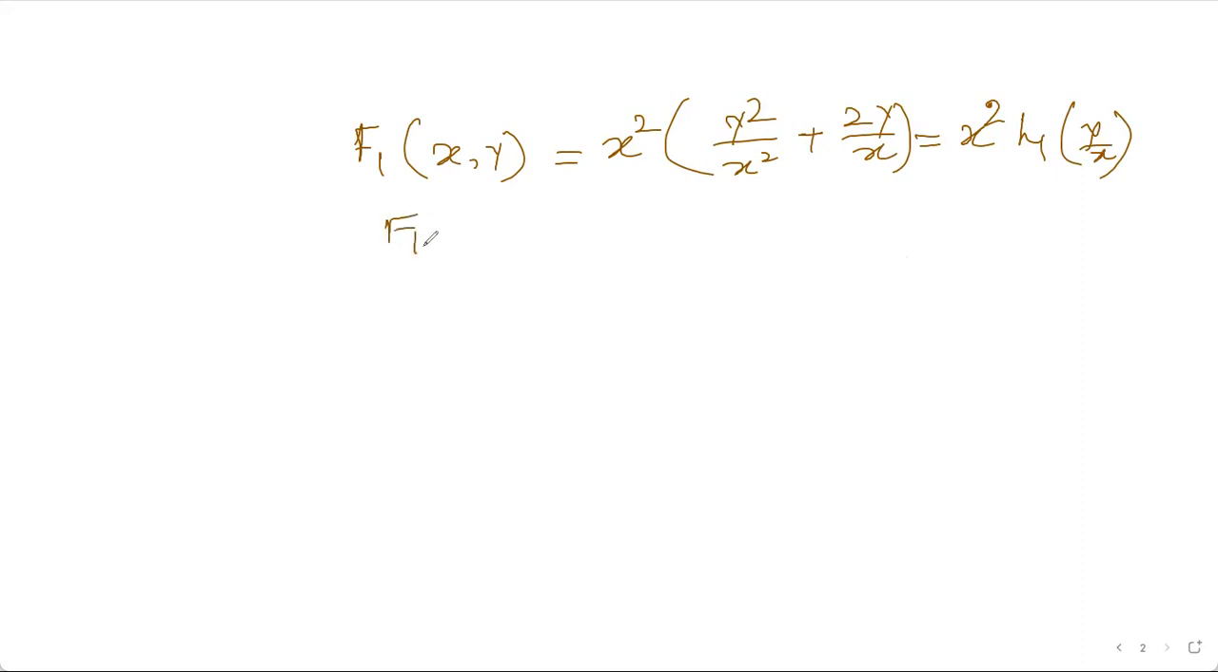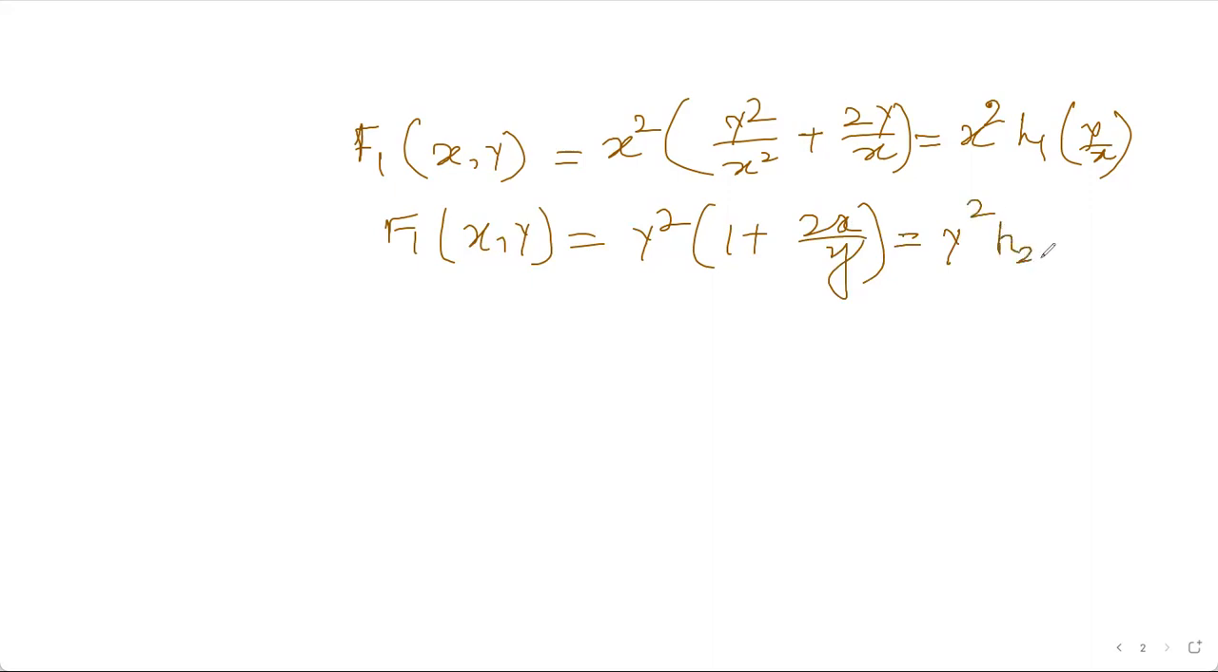Or similarly, f1(x,y) can be y squared times (1 plus 2x upon y), that is, this time y squared times h2 of x upon y. So this can be written both ways in this form, and similarly others can be written. So you can take some example here and decide how I will know that this is an equation of the homogeneous form.